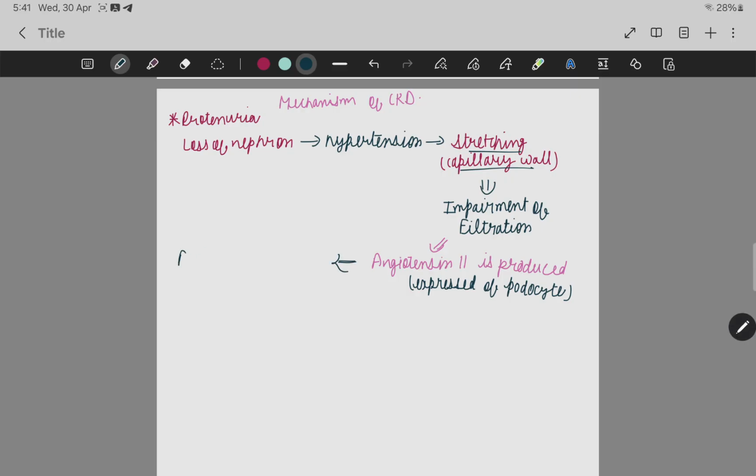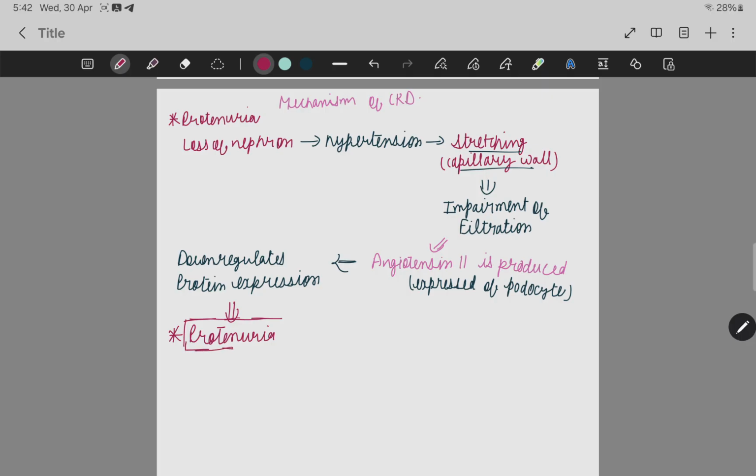This downregulates nephrin expression, which leads to proteinuria. And proteinuria, as I told you, is the single strongest risk factor for CKD.